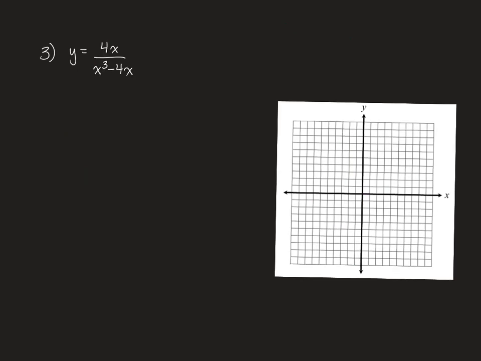Let's look at one more. I'm going to try not to mess this one up now. So we have y equals 4x over x cubed minus 4x. So we're going to factor this first. I can factor an x out of the denominator. That leaves me with x squared minus 4, which can factor more because it is a difference of squares. So we have x plus 2 and x minus 2.